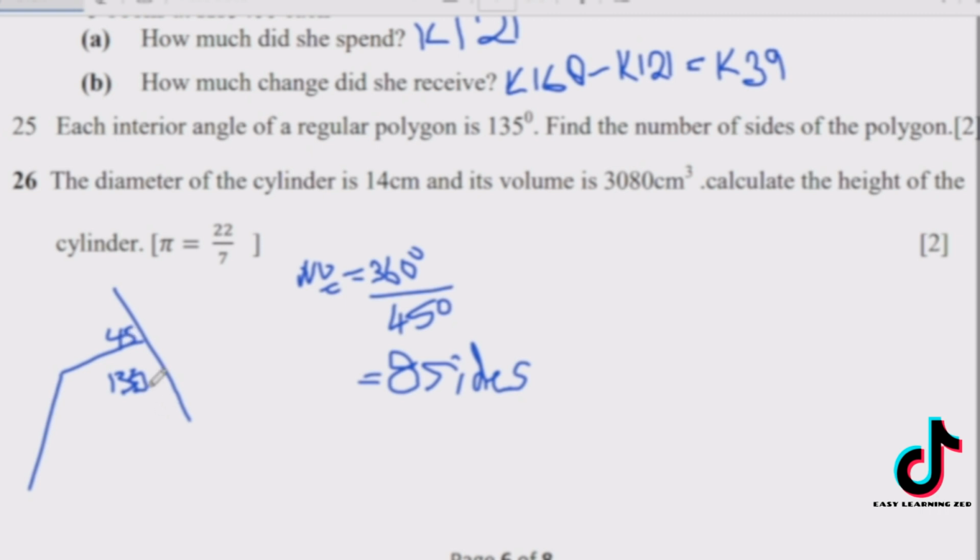Since the interior angle is 135, the size of the exterior angle will be 45 degrees. Then we divided 360 degrees, which is the total sum of exterior angles, by the size of the exterior angle, which is 45 degrees, which will give you 8 sides. Okay, so 45 degrees will go 8 times in 360 degrees. Then the answer will be 8 sides.